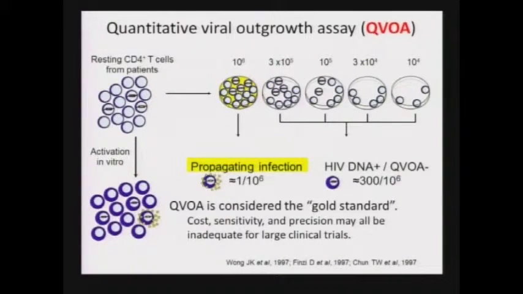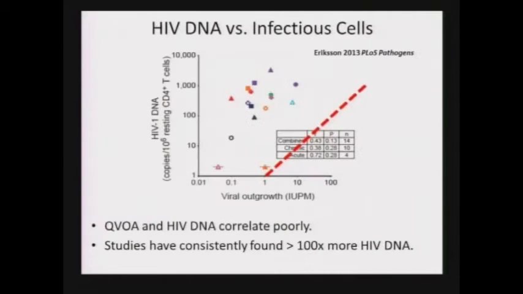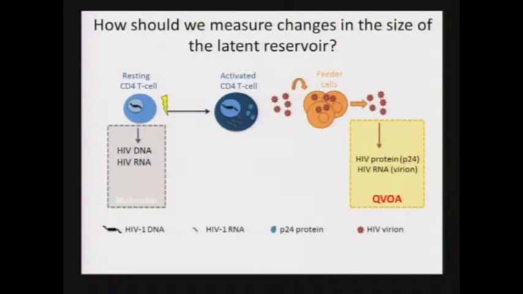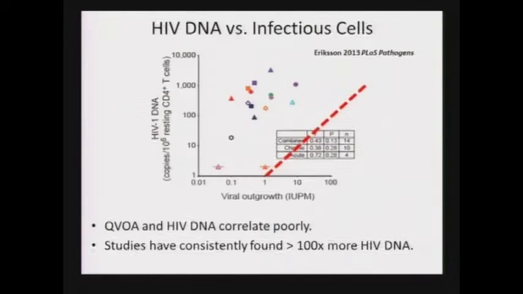Now, although this is called the gold standard, it is not actually used as frequently in studies as HIV DNA, which is far easier to measure. Unfortunately, these two measures are really quite different from one another. This was shown, I think, most completely in a study by Erickson et al., which compared a number of different measures of the size of the reservoir, and they found, as others had in smaller studies, that the QVOA and HIV DNA assays did not correlate well.